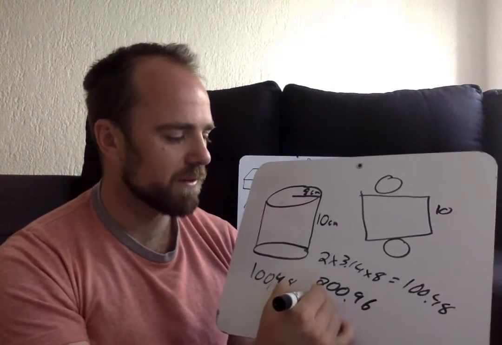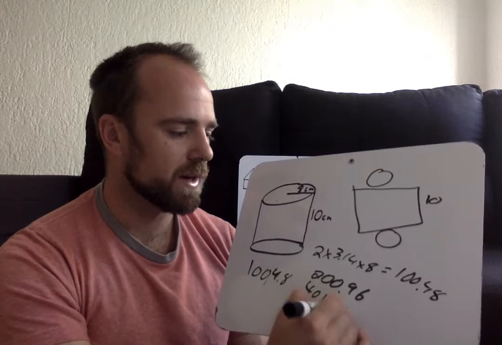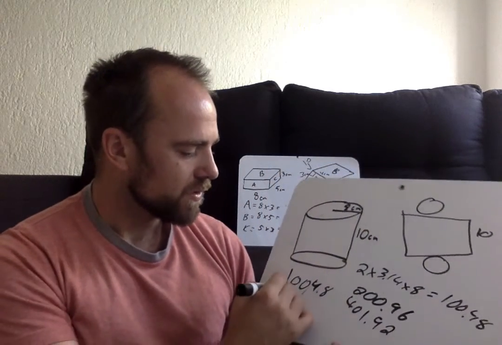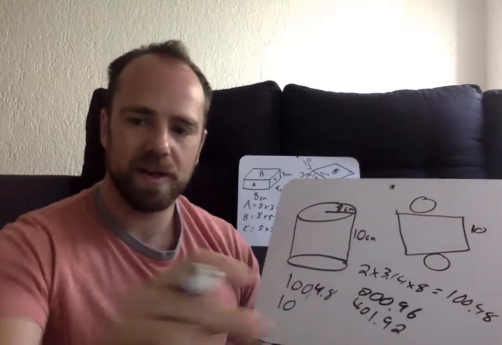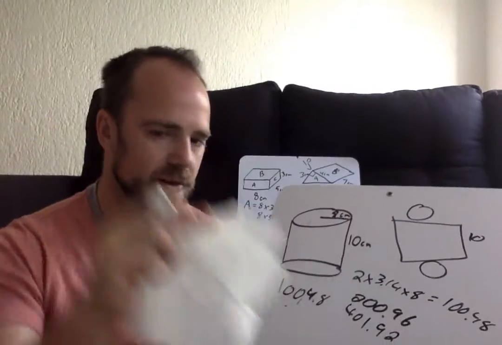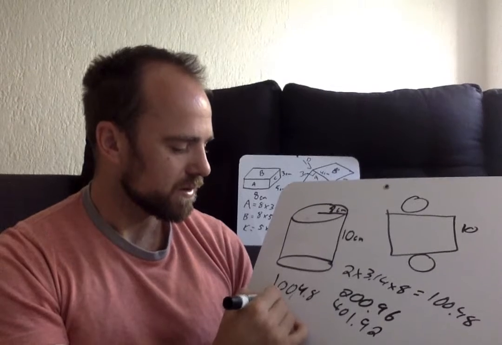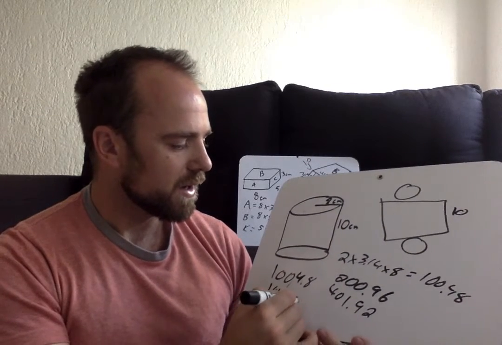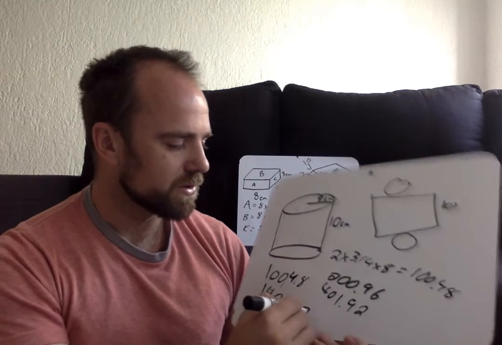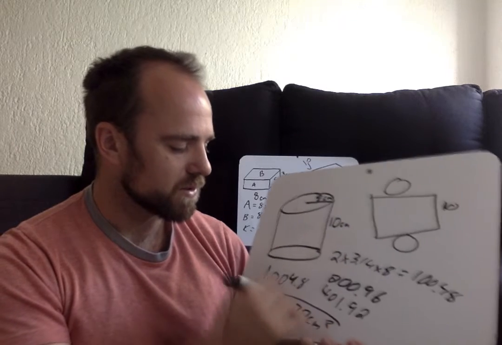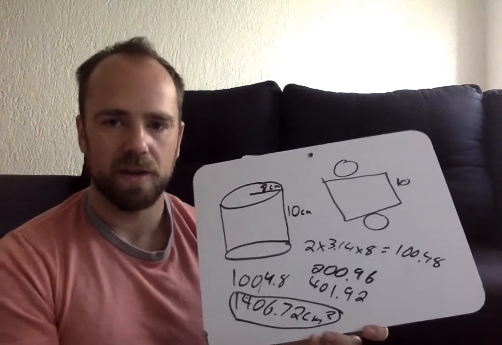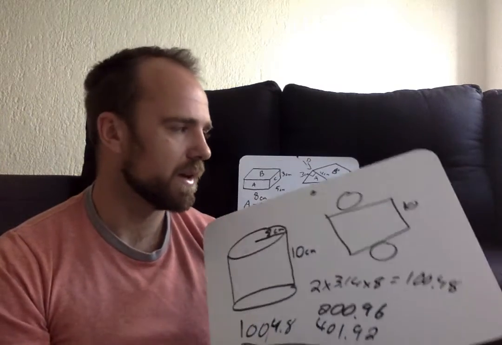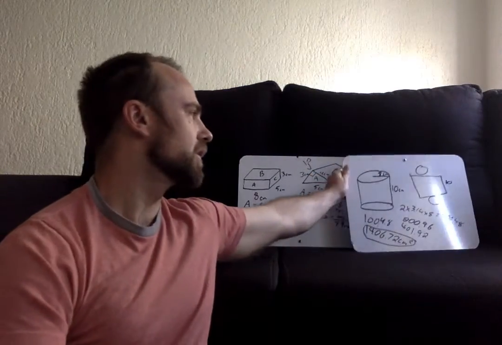So I end up getting 401.92. Now I add those together. So I get 1,406.72 centimeters squared. Hopefully you were able to pause the video and figure out your surface area for each of those.